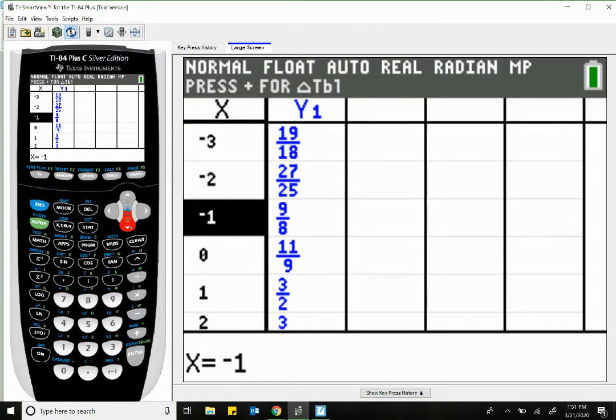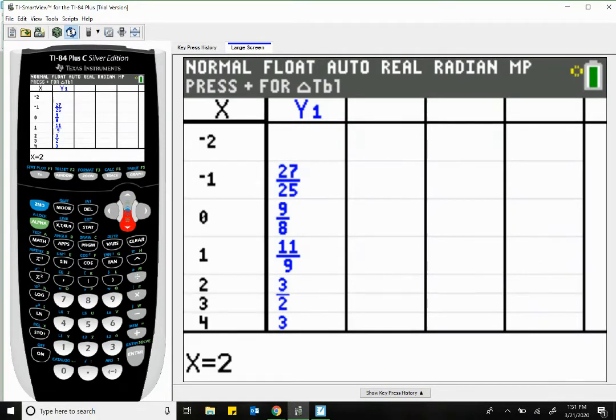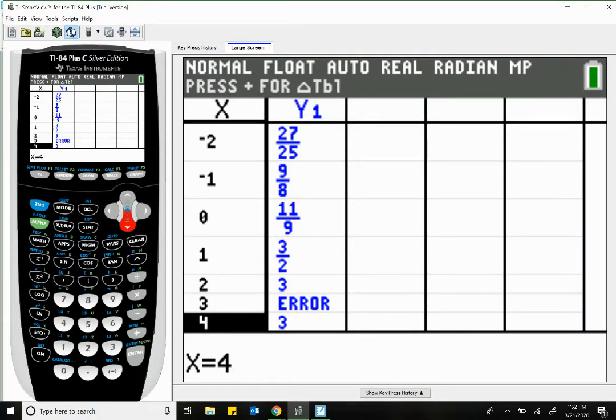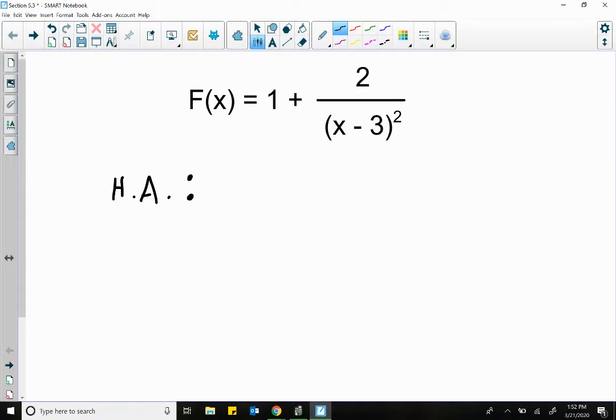And then you can see that vertical asymptote that we talked about. A vertical asymptote is just a vertical line that your graph will not cross. You can see it right here at number 3, where x is 3, that it's an error. That's because that's a vertical asymptote. So we had that vertical asymptote that we can talk about now too.